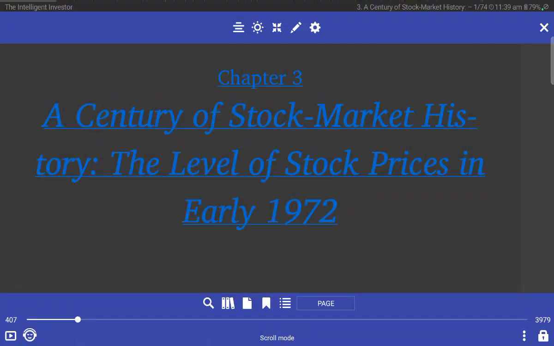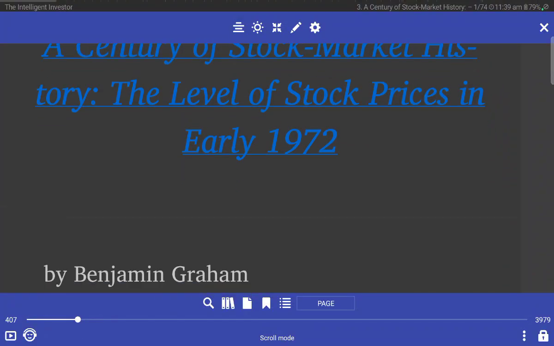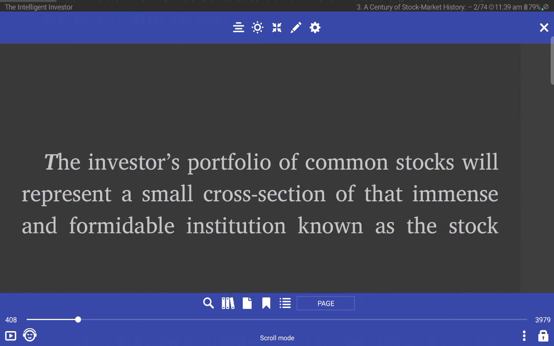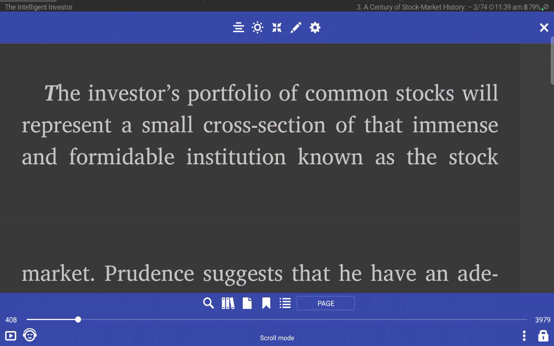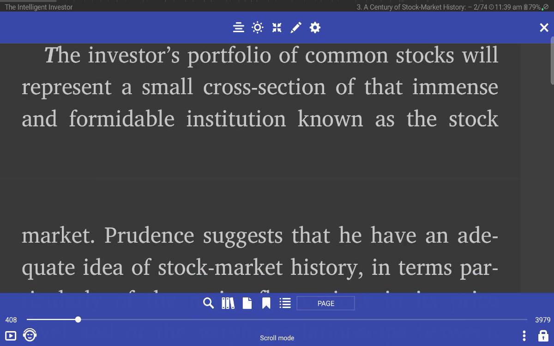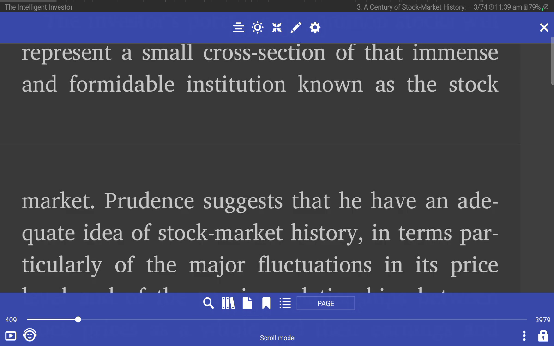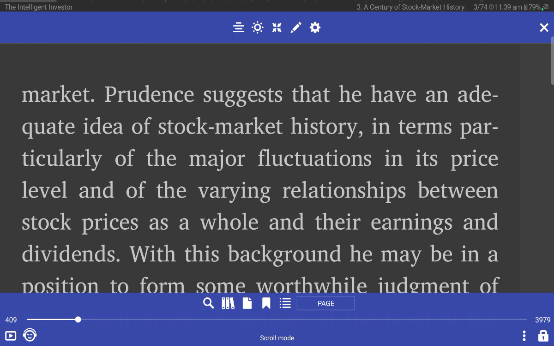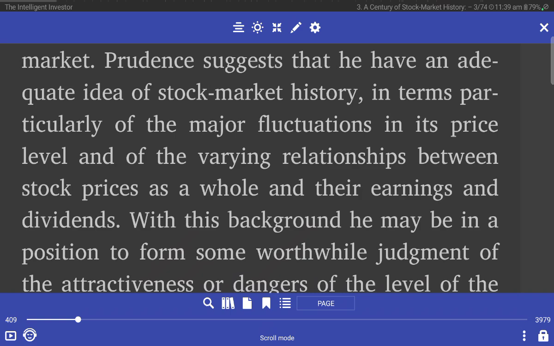A century of stock market history: the level of stock prices in early 1972, by Benjamin Graham. An investor's portfolio of common stocks will represent a small cross-section of an immense and formidable institution known as the stock market.